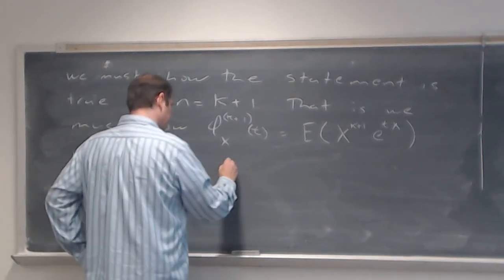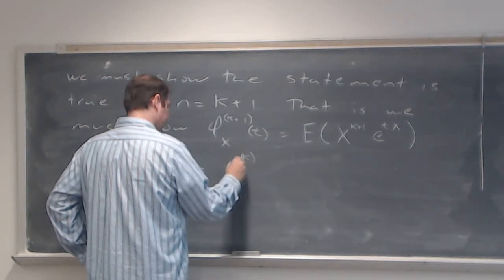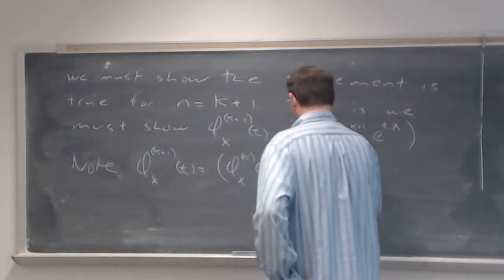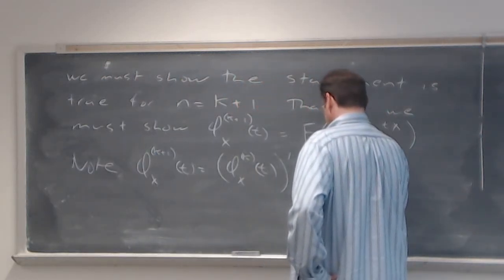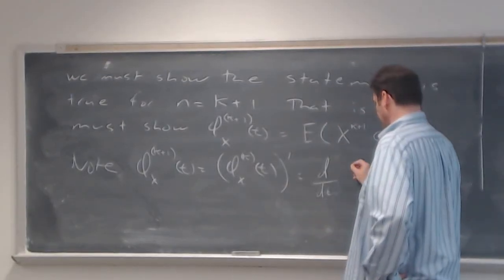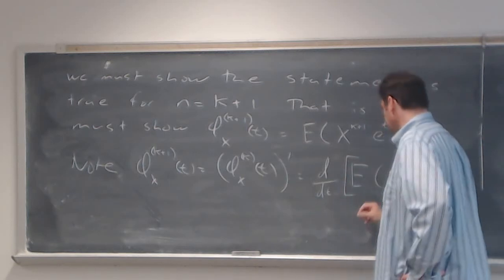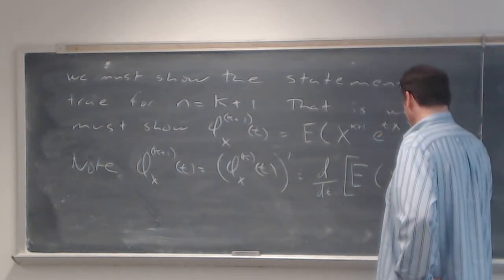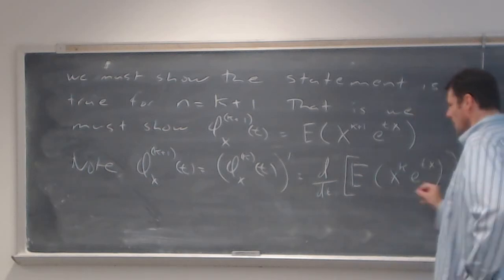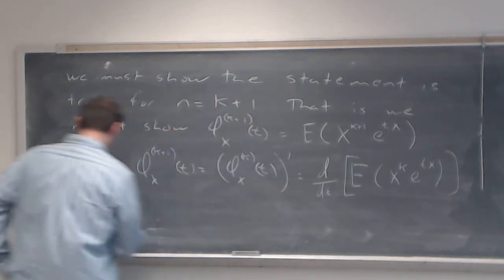Well, really, it's the derivative of the kth derivative. So that's the derivative with respect to t. And what was the kth derivative of the moment generating function? Well, it's the expected value by assumption of x to the k e to the tx. And then again, I can pull this derivative inside.